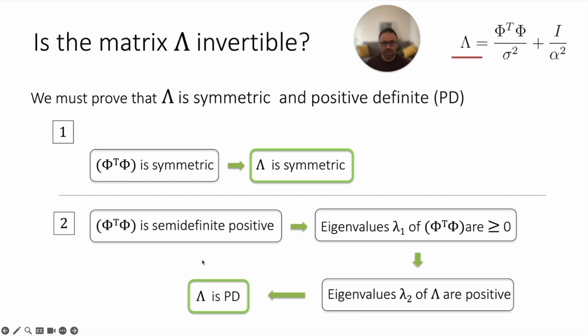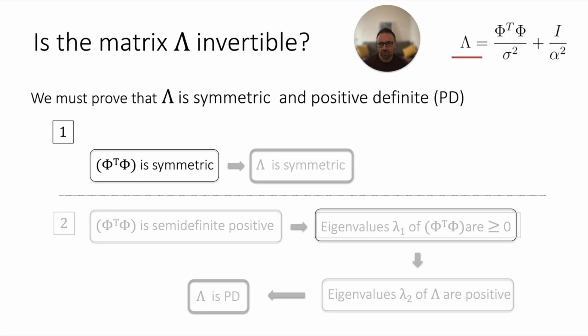First, we need to prove that our core matrix here, phi transpose times phi, is semi-definite positive, because with that, we can conclude that its eigenvalues are greater or equal than 0. And after that, we need to prove that the eigenvalues of lambda are actually greater than 0. And that will let us conclude that lambda is positive definite. Okay? So I'm assuming here you know the basis of linear algebra, and if you don't know these concepts, please go and take a look at them before continuing with this video.